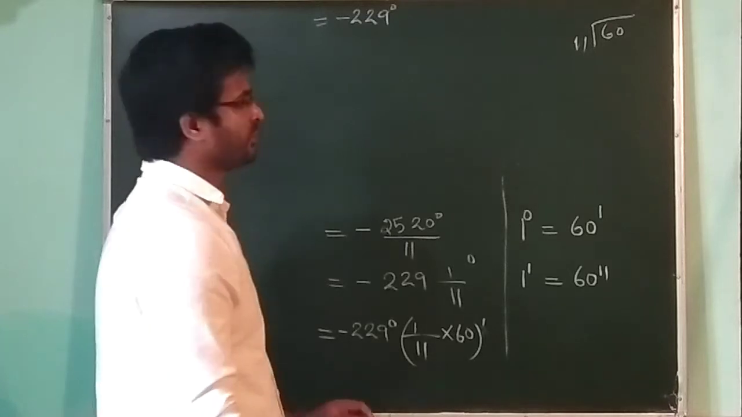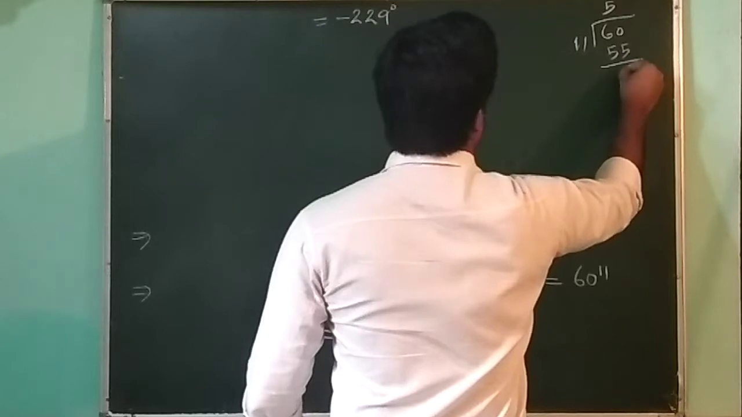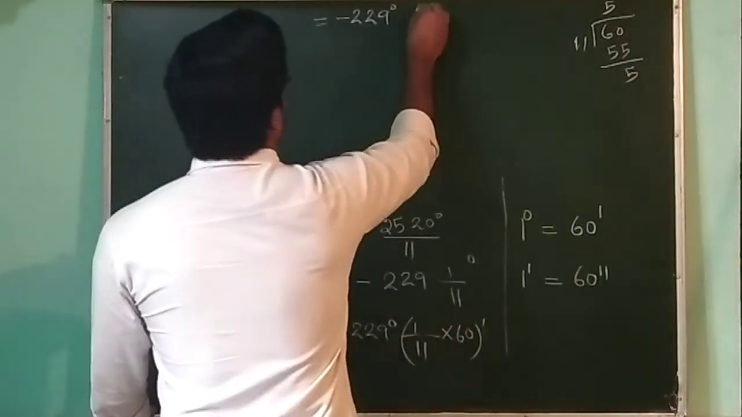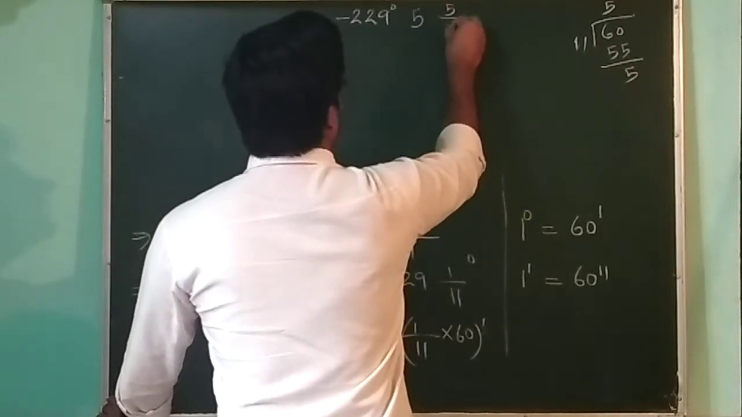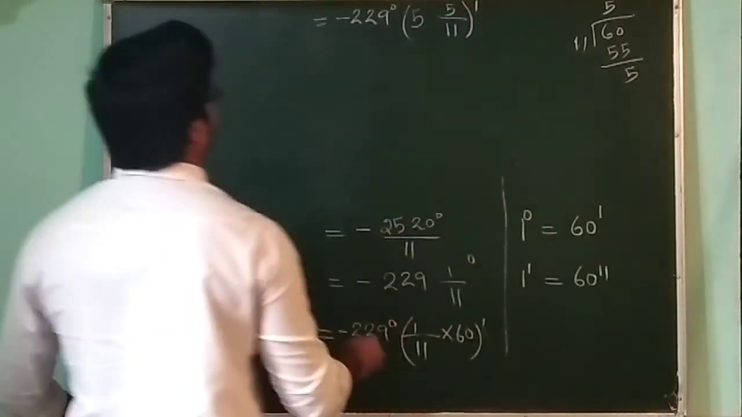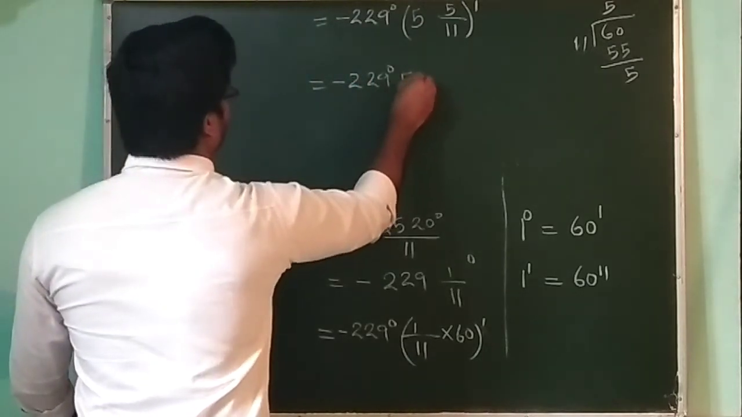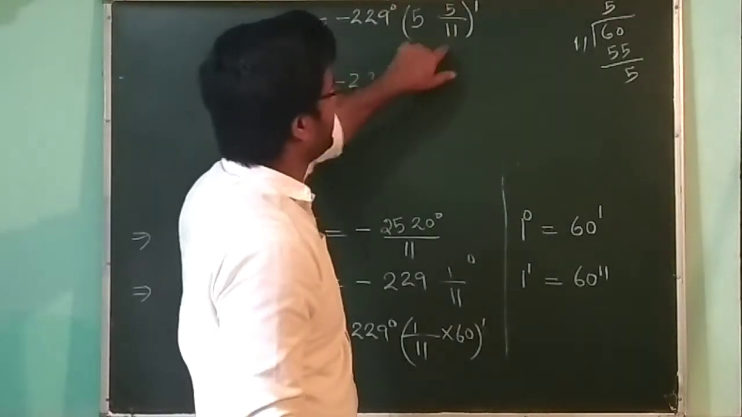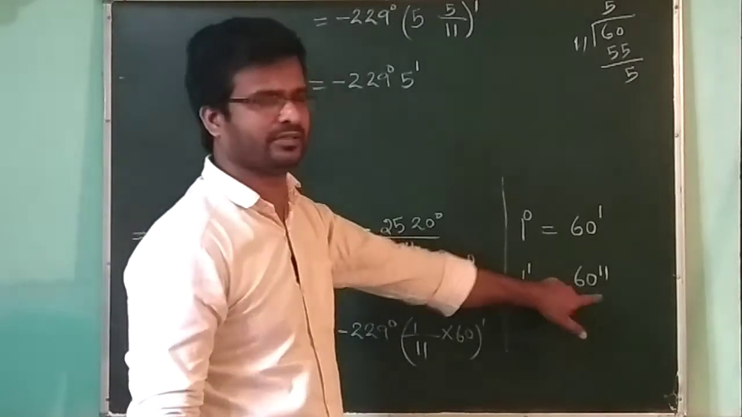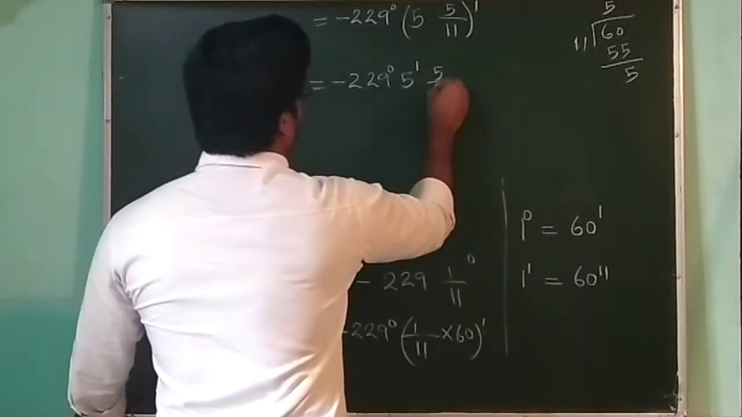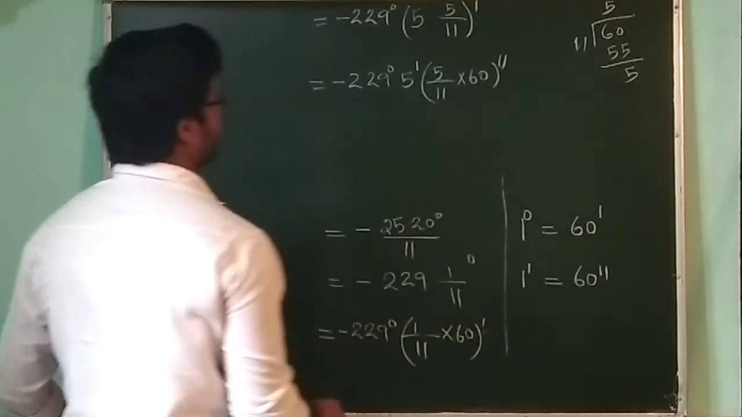In 60, how many times 11? 5 times. 5 into 11 is 55. Then remainder 5. We can write 5 by 11 minute. So 229 degree 5 minute, and this 5 by 11 minute we again have to convert to seconds. That's why multiply by 60: 5 by 11 into 60. That time this value will be in seconds.